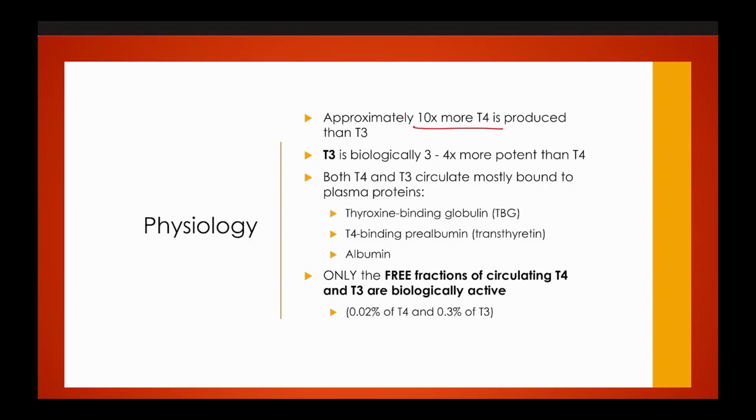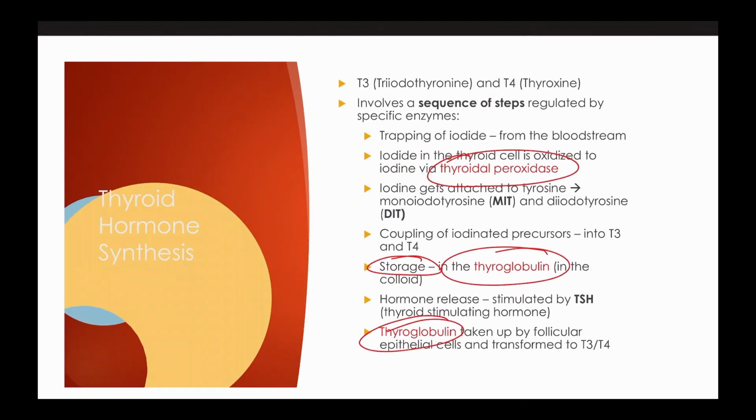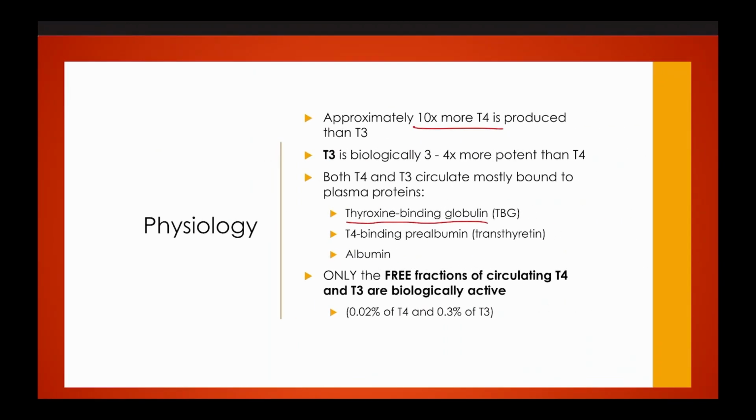We produce 10 times more T4 than T3, but remember T3 is the more active one. T4 is converted to T3 in the periphery, so we constantly have that T3 floating around in a controlled way. So here's our thyroxine binding globulin, which is what we're talking about here, thyroglobulin. We also have T4 binding prealbumin.